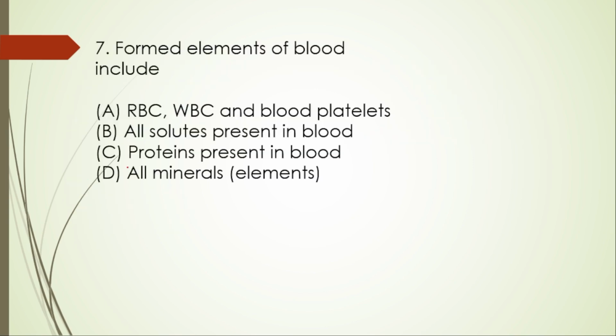Next question, formed elements of blood includes A, RBC, WBC and blood platelets. Correct. Formed elements, which consist about 45% of the blood, include what? RBC, that is erythrocytes, WBC, that is leukocytes, and then platelets, that is thrombocytes. So here the right option is option A.